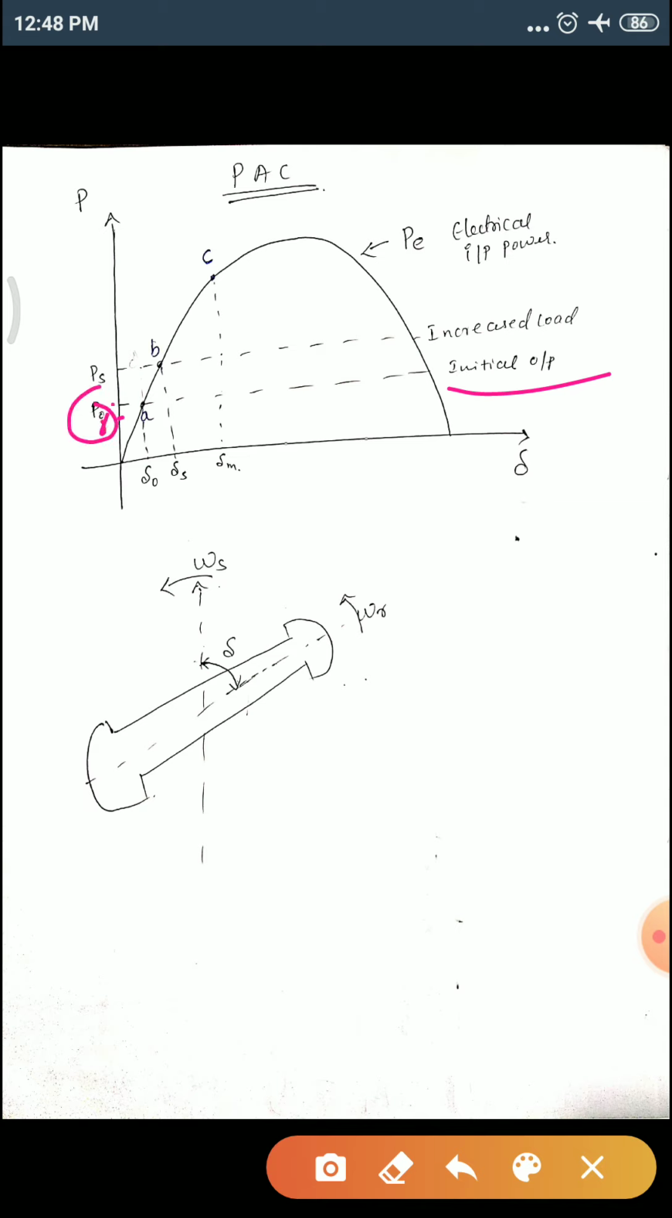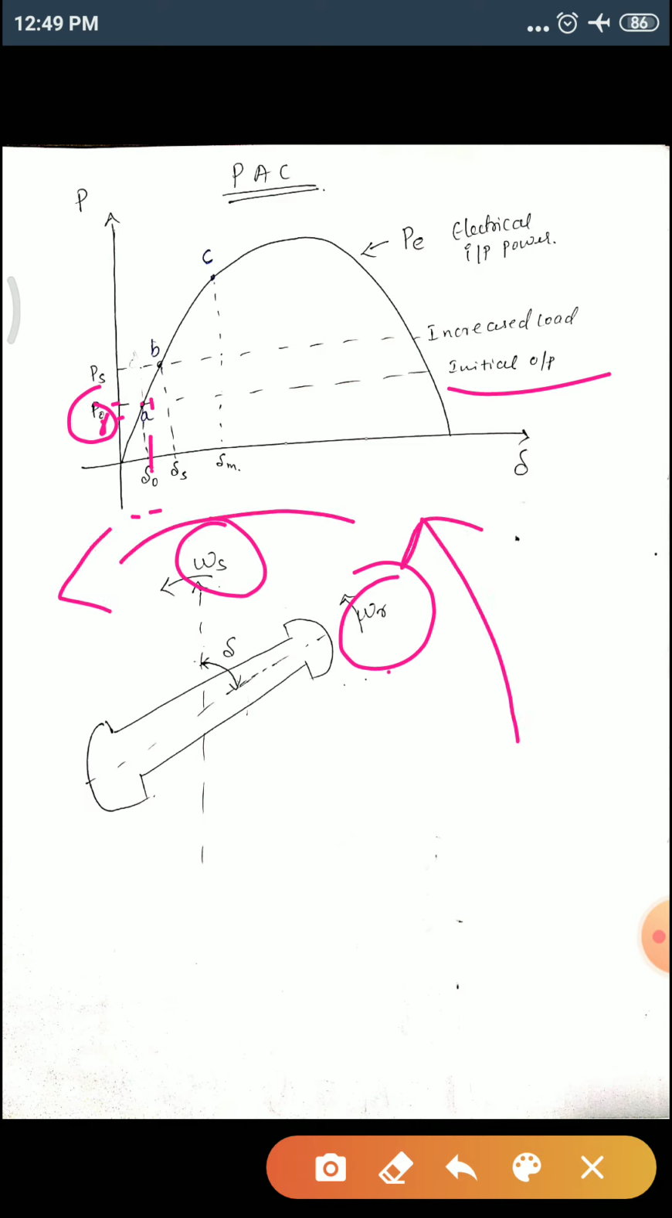Corresponding to that is delta naught. The initial conditions mean the system will be at a steady state condition, where omega r is the rotor speed and omega s is your field speed. Remember, at the beginning there is no fault at all, so the system will be under steady state, and omega s and omega r will be rotating at synchronous speed.